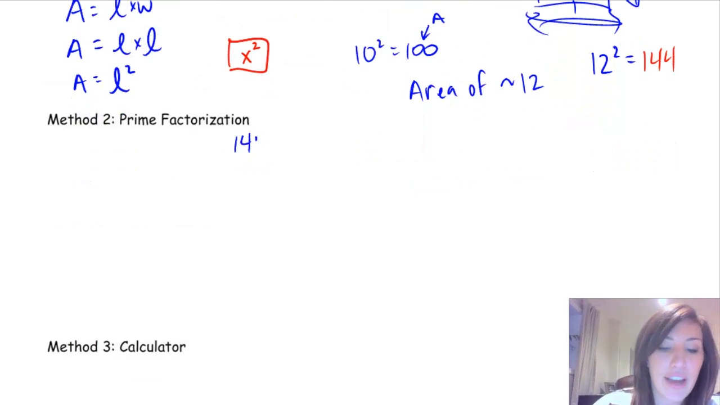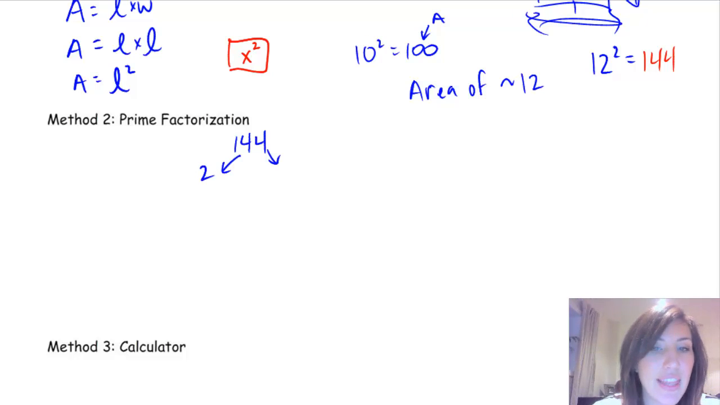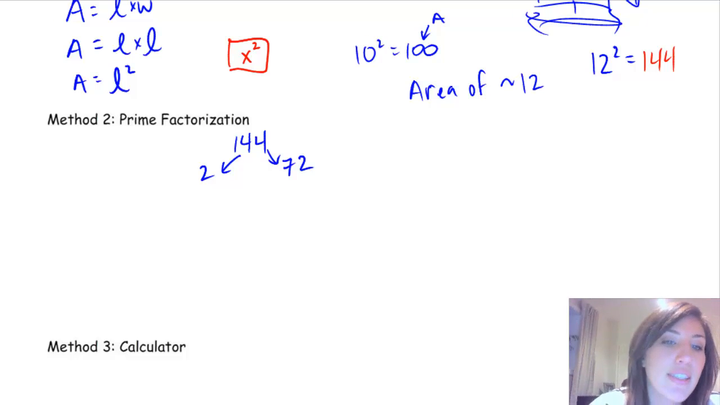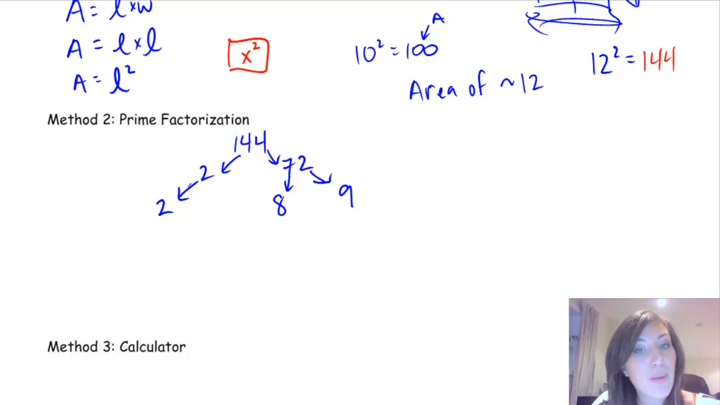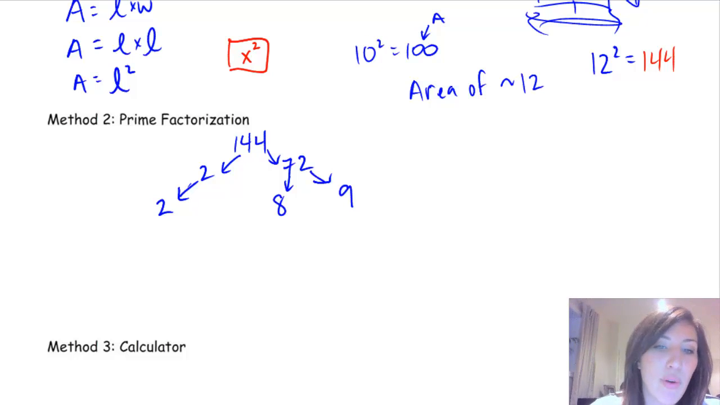You can also factor it out. So 144, if you divide that by 2, it's 72, and 72 times 2 will give you 144. Is 2 a prime number? Yes, it is. So we can just drag that down. 72 can get broken down into two numbers. 8 times 9 equals 72. Are those prime numbers? No, so we need to keep going.